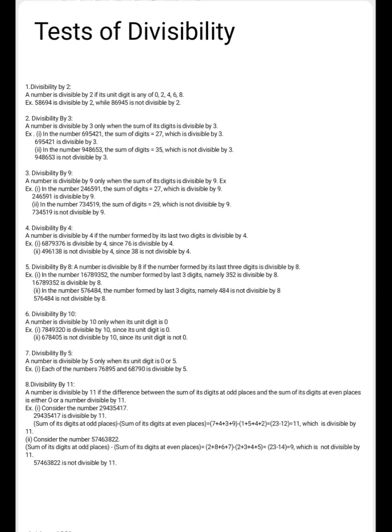In the same example, 352 would be divisible by 8. If we take an example of 576484, the last 3 digits, 484, will not be divisible by 8.